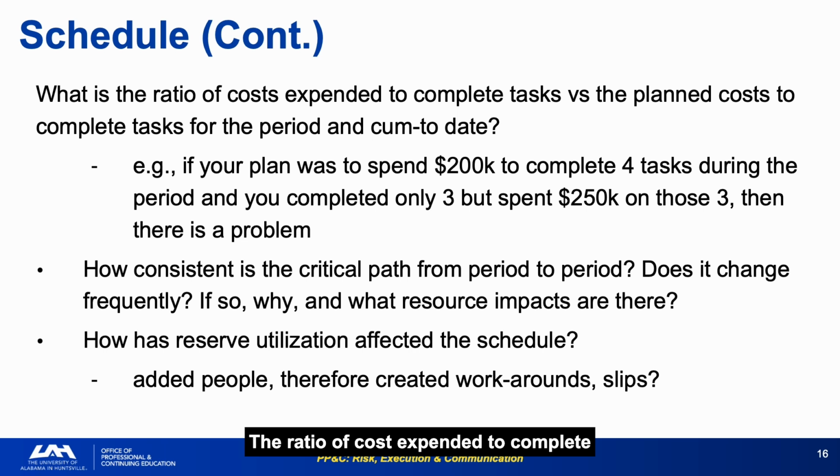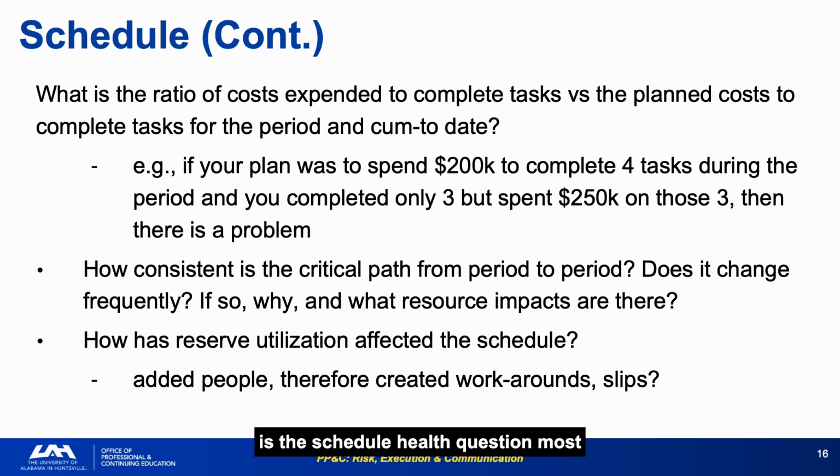The ratio of cost expended to complete tasks versus planned cost to complete those tasks, critical path consistency from period to period, and the effect of reserve utilization on schedule are the 3 deepest schedule questions on the checklist. The example plan was to spend $200K to complete 4 tasks, but only 3 were completed for $250K, capturing a compound problem that each metric individually would miss. Schedule is behind, cost is over, and efficiency is declining simultaneously.